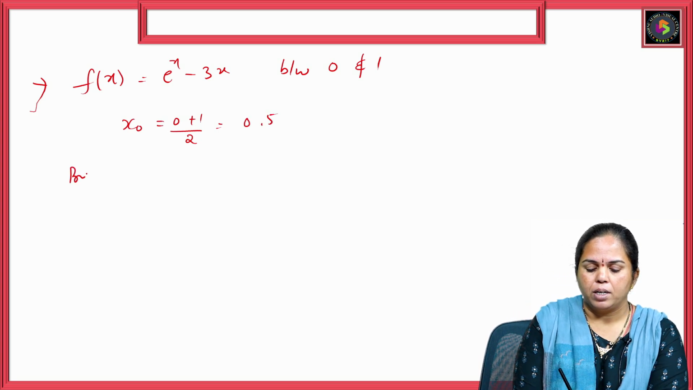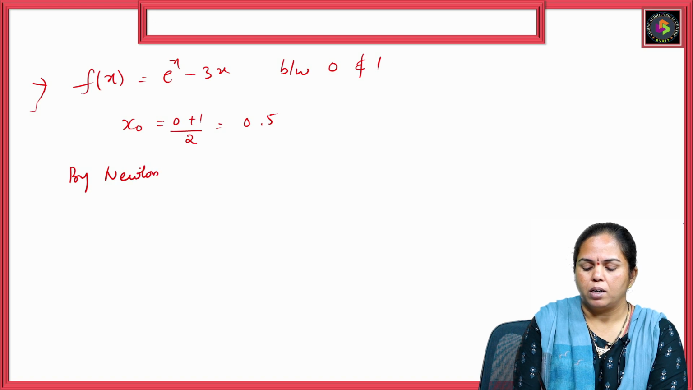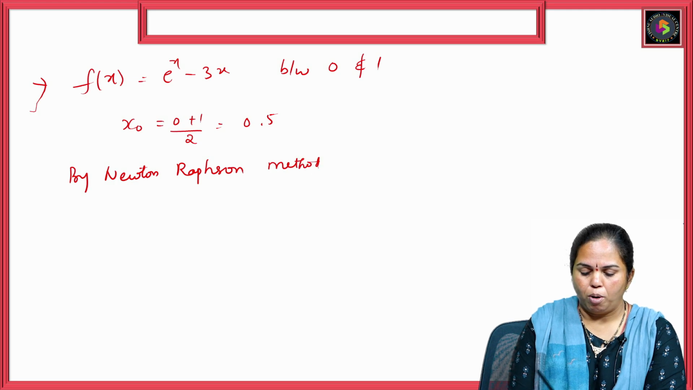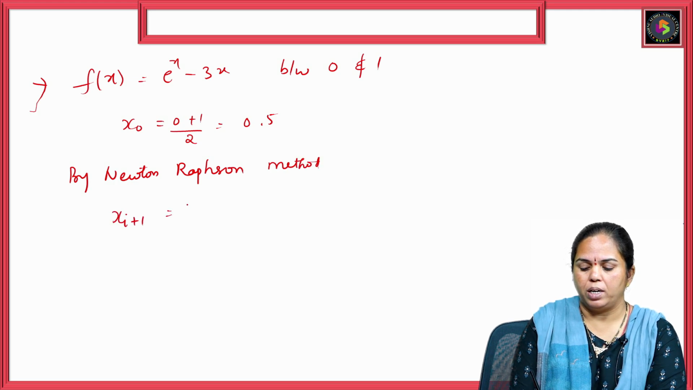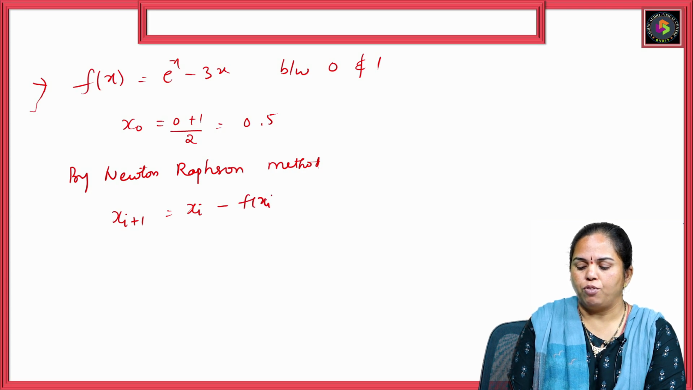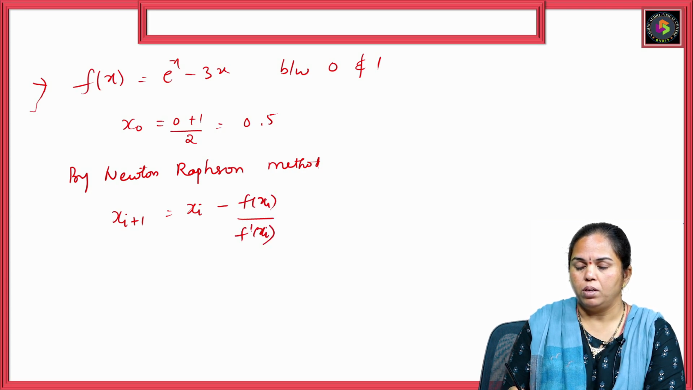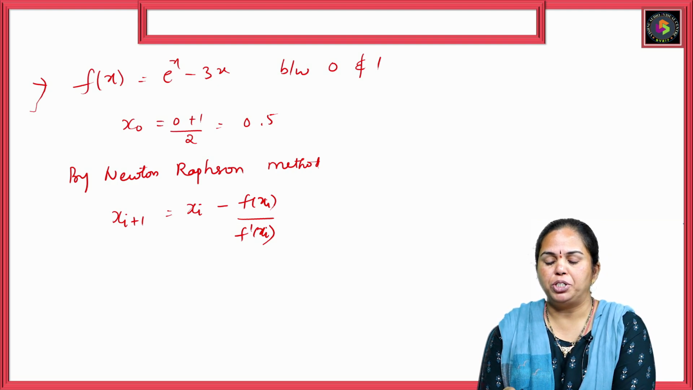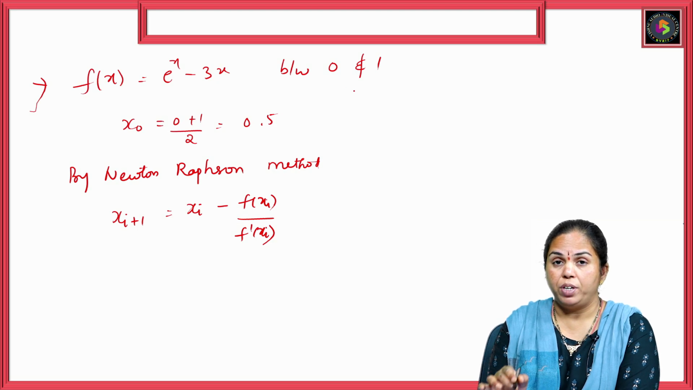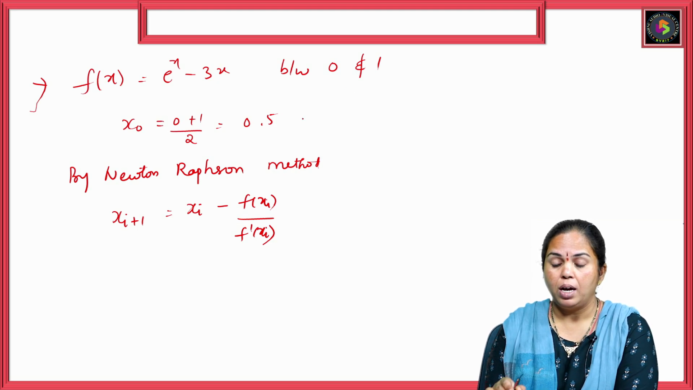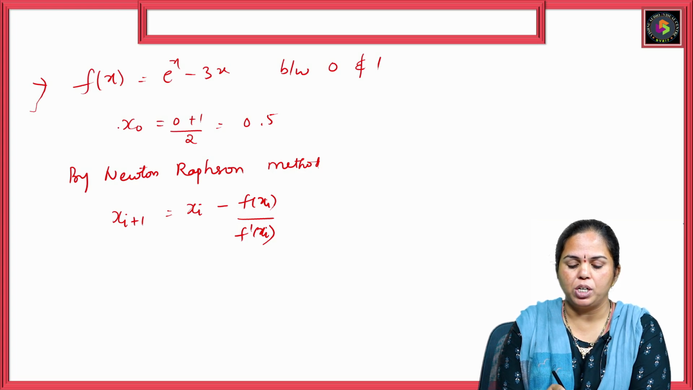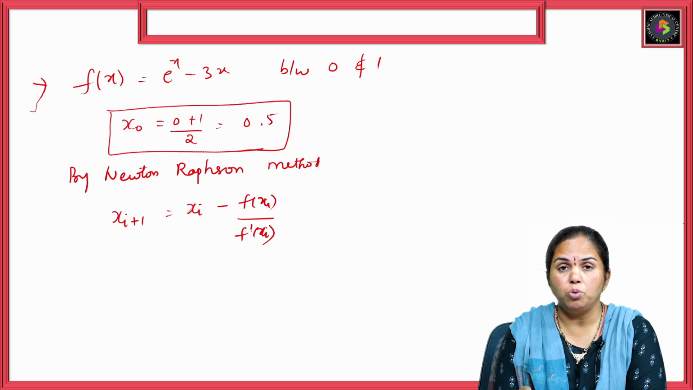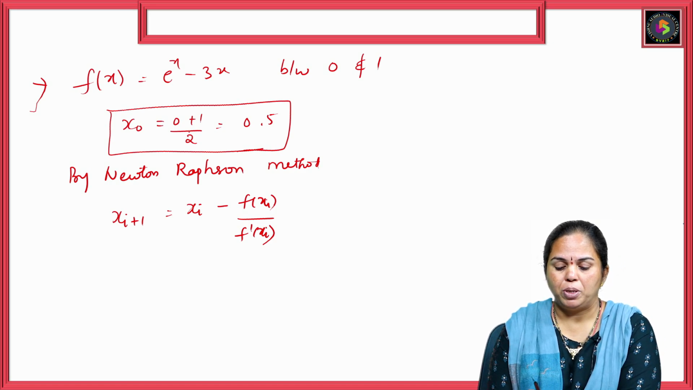By the Newton-Raphson method, the formula is given by x(i+1) = x(i) - f(x(i))/f'(x(i)). Here we are solving the problem f(x) = e^x - 3x, and we have mentioned that the root lies between 0 and 1. If it is not mentioned, we have to calculate the initial roots. After that, I am finding the first approximation x0 as the average of the two roots, 0 and 1: (0 + 1)/2, that is 0.5.